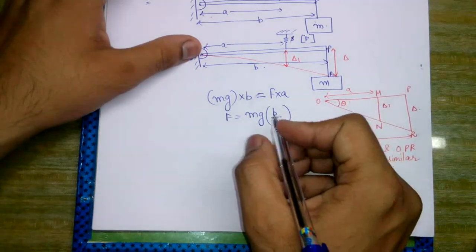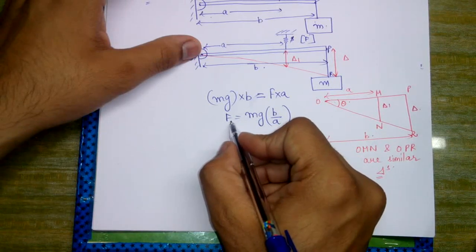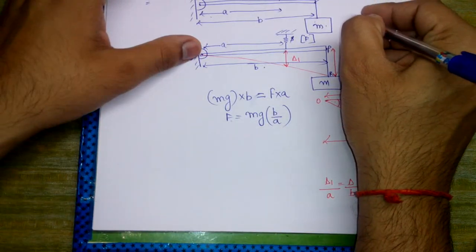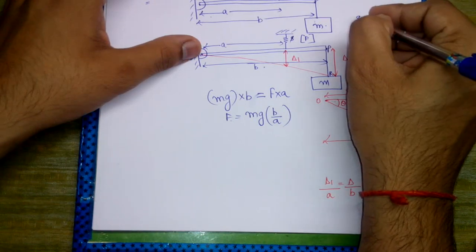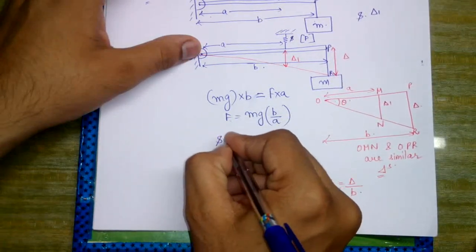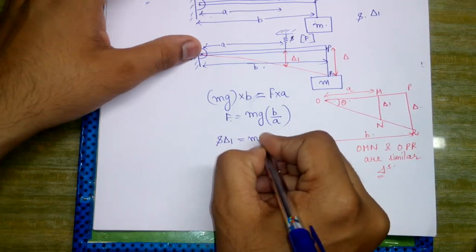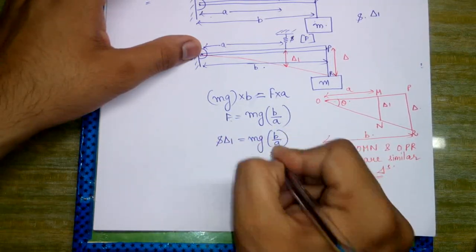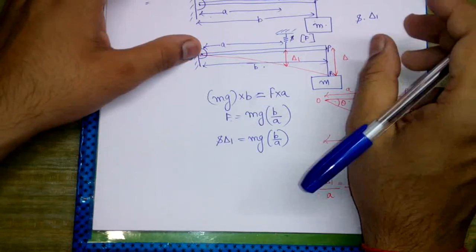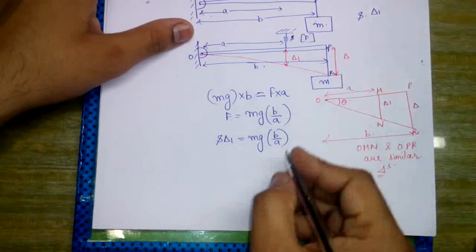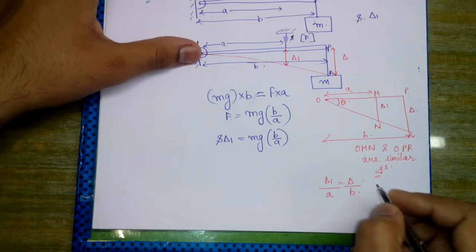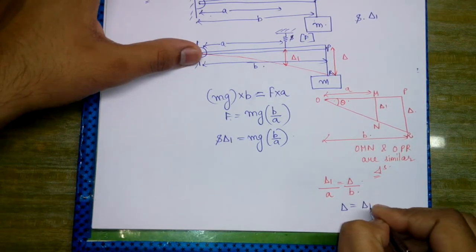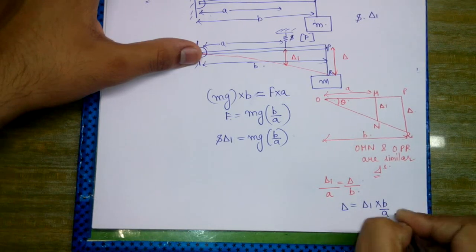So actually, if we look at the force, what is this F? F is S into delta 1. S into delta 1 is equal to mg into B by A. This was the first equation, and the second equation was delta is equal to delta 1 into B by A.